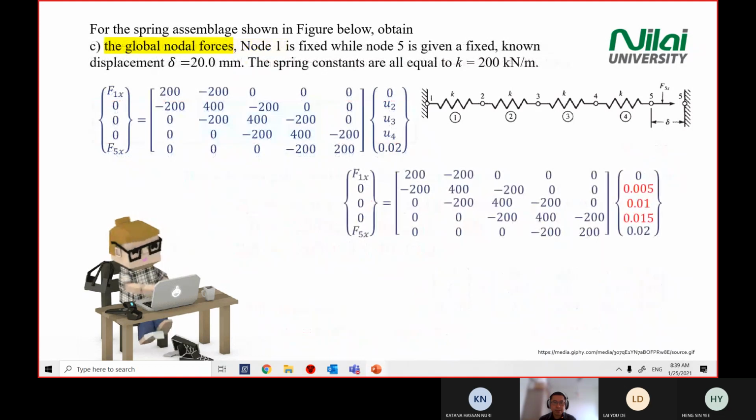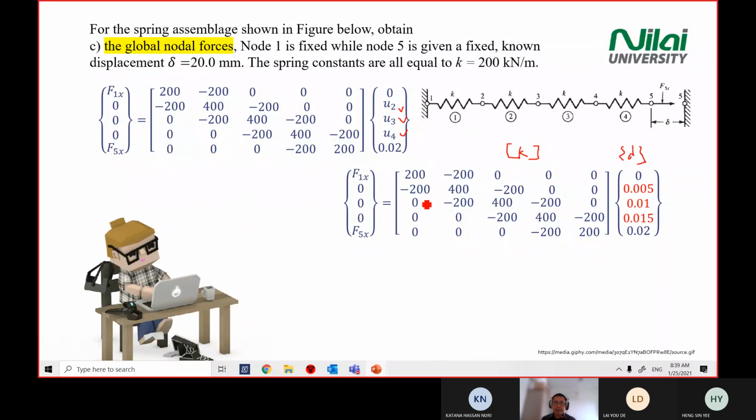Okay, we move on. Point number 3, section C, we need to find the global nodal force. So after you find your U2, U3, U4, you again write back the global matrix that you have just now. You substitute all the values there inside here, right? So now you have your K and D matrix, the stiffness matrix and displacement matrix, complete already.